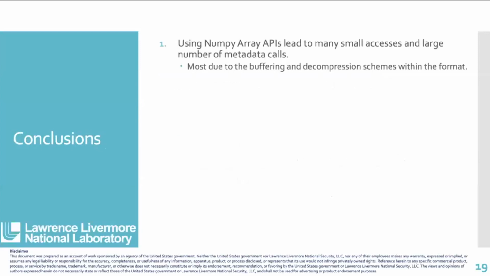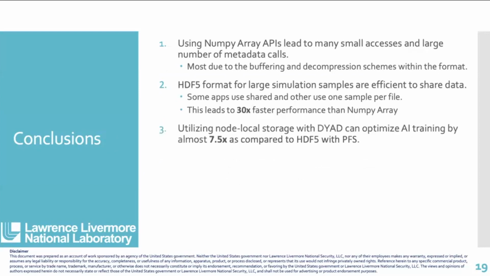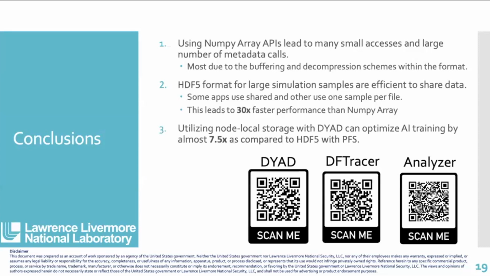Just to conclude, NumPy arrays typically do a lot of small accesses and a lot of computations, which could significantly slow down training. The HDF5 format, of course, helps, especially in cases where you do large IOs, which could be really beneficial, like in this case. Utilizing node local storage could help you further optimize your workloads to share data. All the code and analysis I showed are open source and available at this link. And I again want to acknowledge all the work that all my collaborators did to make this work possible.